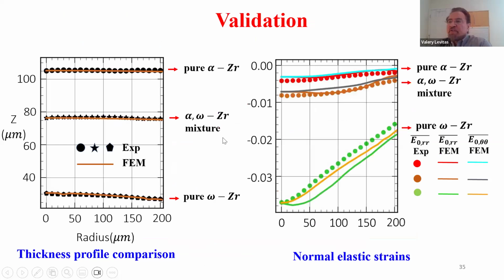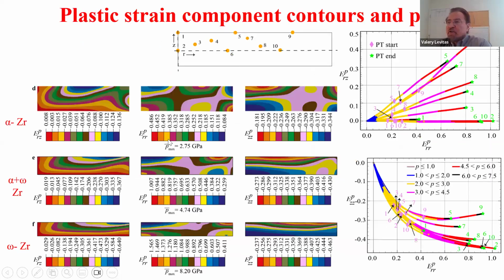We also have good validation for sample thickness profile and for elastic radial and hoop stress distributions. And after such strong validation, we are confident that our computational results reproduce correct fields. And in particular, these are plastic strain fields, shear in alpha, omega, and omega phase with further loading, radial, axial plastic strains.